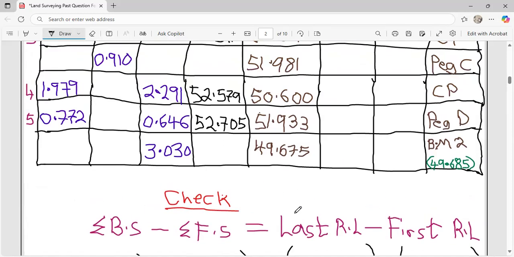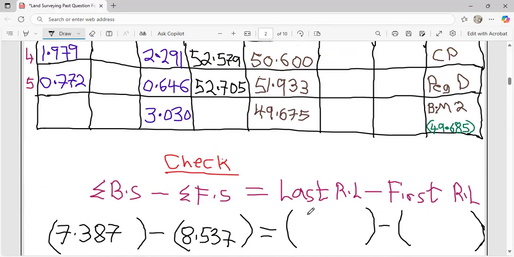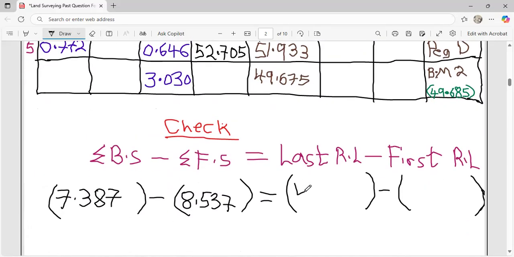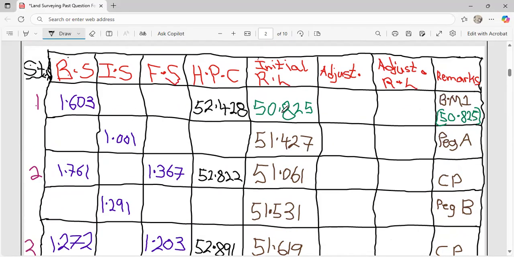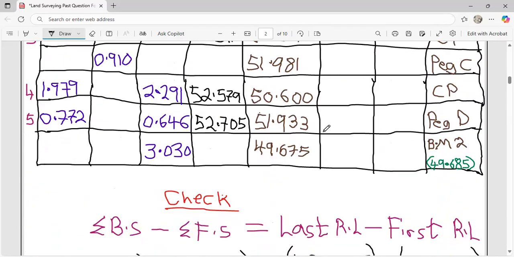Okay. From there, let's pick our last reduced level. Our last reduced level is 49.675. And our first reduced level is 50.825.